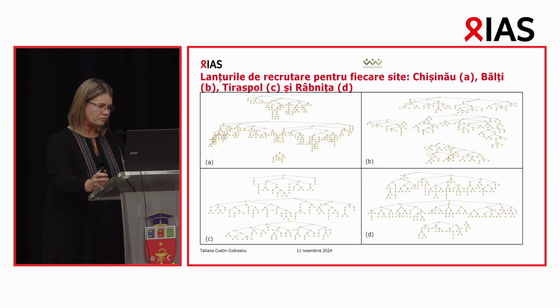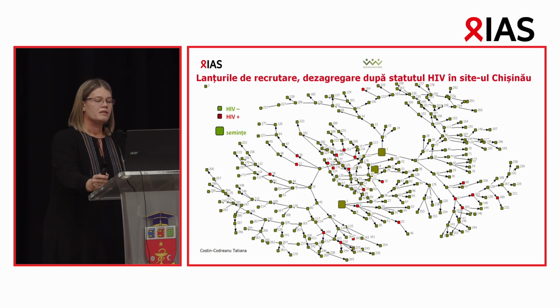sample. Here, you can see the recruitment chains for the 4 study sites. I would like to mention that the largest number of waves was in Chisinau municipality. We had 13 waves of recruitment. As I was saying, the final sample is independent of the characteristics of the primary respondents. Here we have 3 seeds, primary respondents. You can see them in big green squares. Green means that they were HIV negative. The sample produced by the 3 seeds was 300 persons. The HIV prevalence in the final sample was approximately 7%.